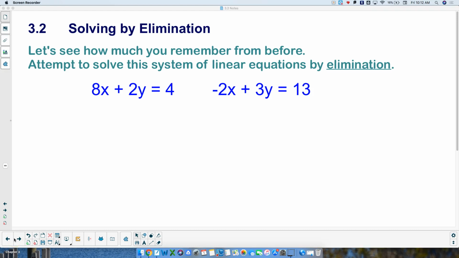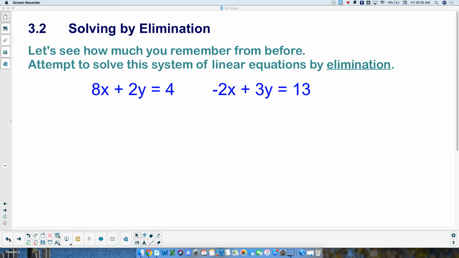All right, so let's get the next tool in our toolbox, and that's going to be solving a system of equations using elimination. So I would like you to attempt this problem using the techniques of elimination that you learned back in Algebra 1, that you reviewed in Algebra 2, and reviewed in geometry. So try this one right now.